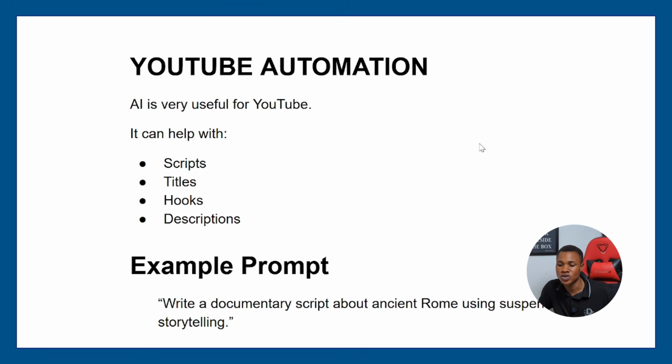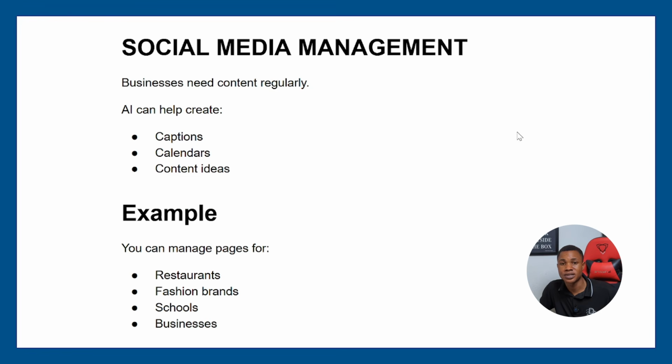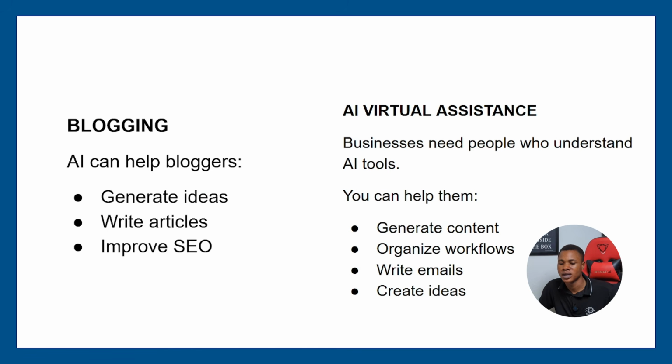Is that okay? AI is very useful for YouTube. It can create scripts, etc. Social media management, you can use AI for social media to create blog content. All right, you can tell people you can become a social media manager and be using AI to do all the work. Is that okay? Now we have blogging. You can use AI to do blogging. We have AI virtual assistants. AI can help you in any virtual job you can do. So you can actually offer these skills.